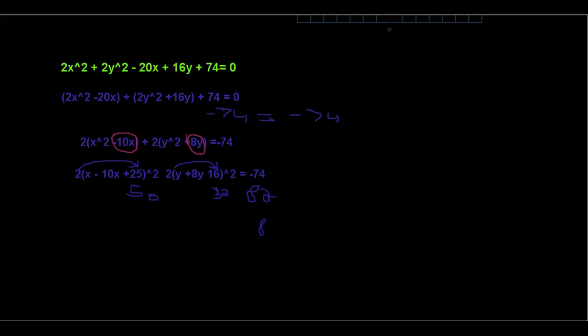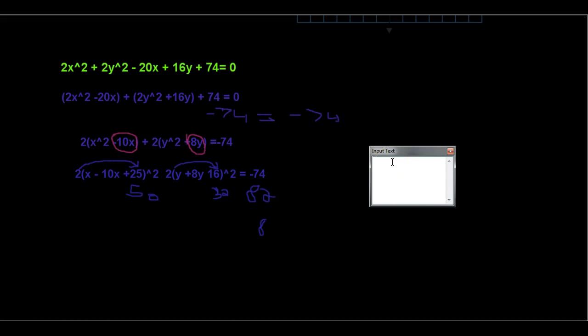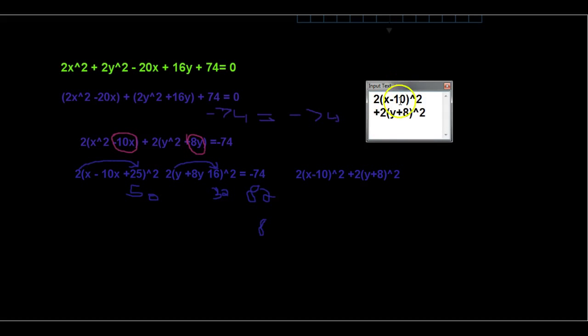Okay, so let's rewrite that whole equation now so we can see what we have. So now we just have 2x minus 10x, and then plus 2y plus 8 squared. Okay, now we have that. If I can find where it was.